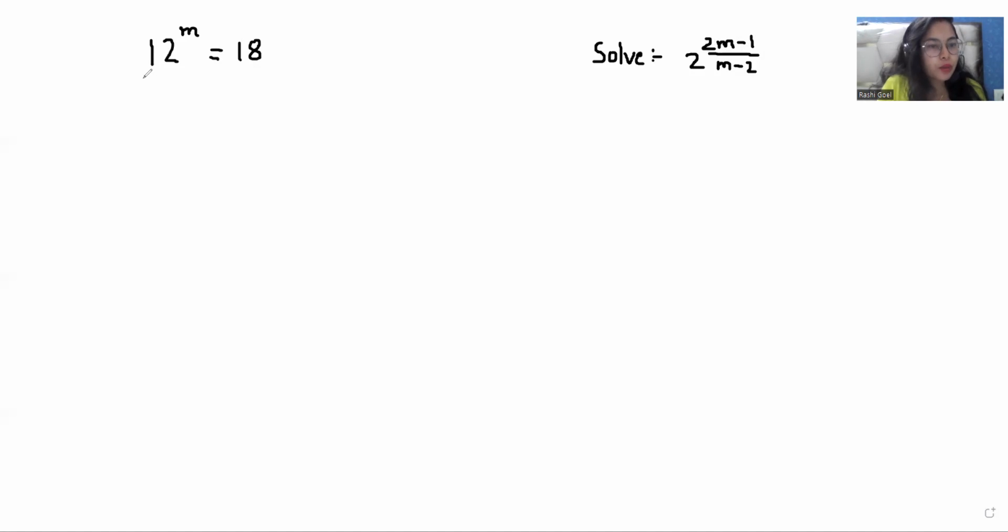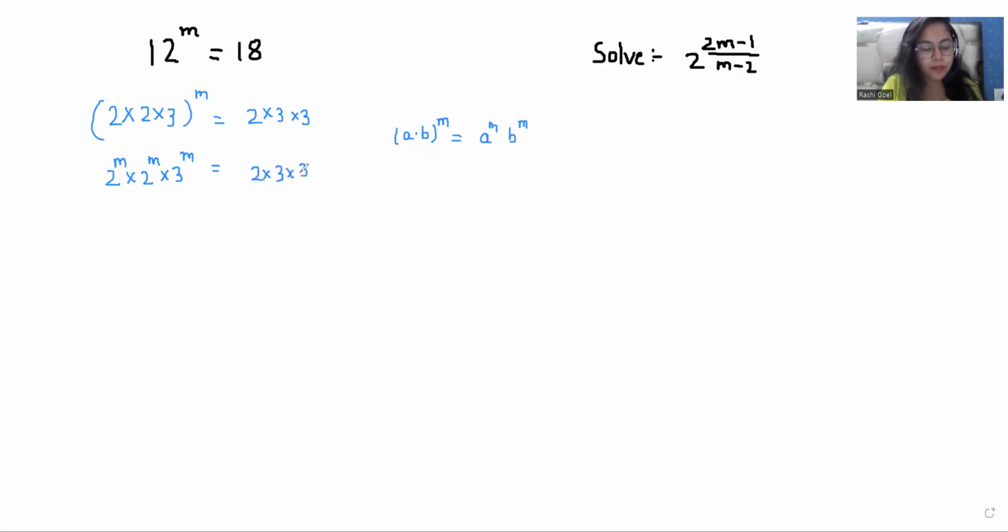So 12 power m. So 12 I can write it as 2 times 2 times 3 and the whole power is m. And similarly 18 I can break it as 2 times 3 times 3. Now we know the rule of exponent that a times b power m is equals to a power m and b power m. So I can write this as 2 power m times 2 power m times 3 power m is equals to 2 times 3 times 3.